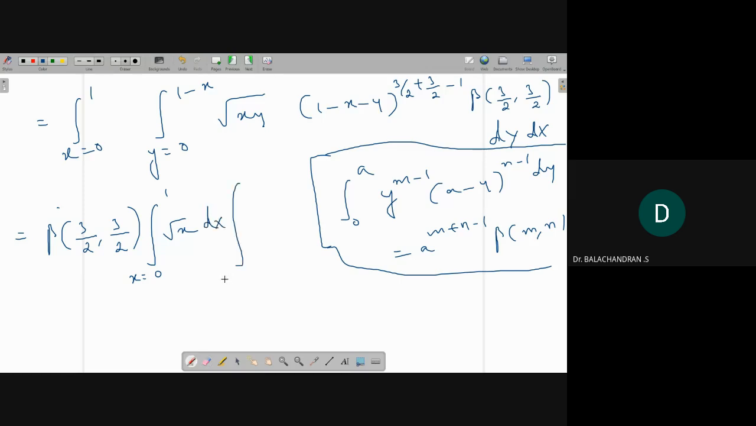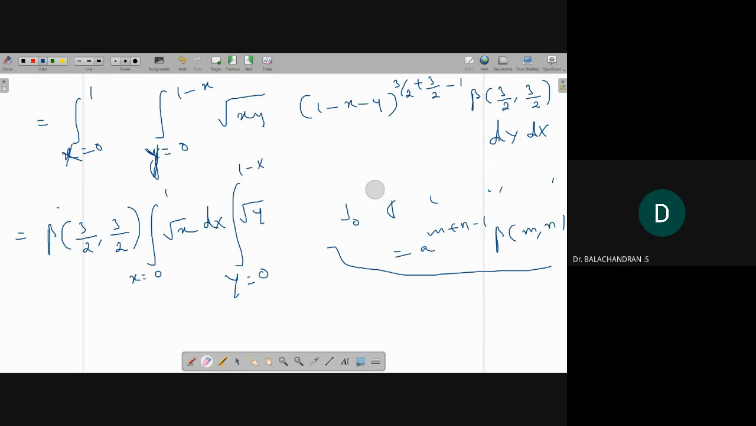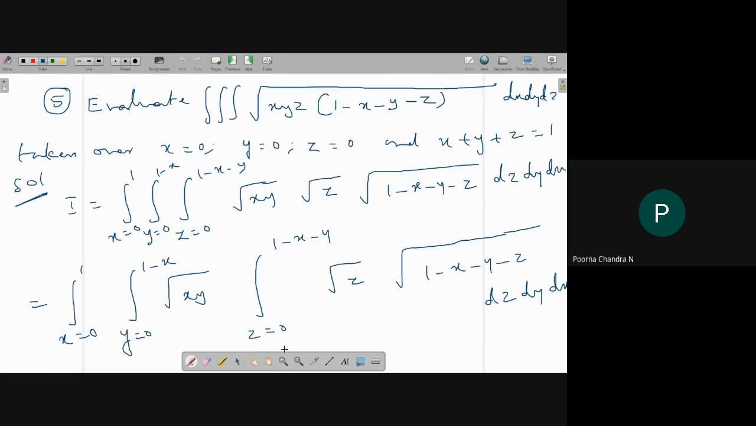What is remaining? y equal to 0 to 1 minus x. What is the integrand? Root y into what? I don't have enough space, that's why I'll erase it. Sir, no need to write capital Y and capital X. Yes, everything is smaller.